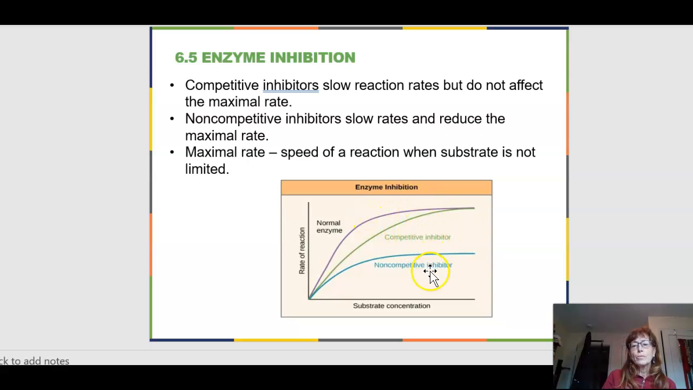But here are the other two possibilities. If you put in a competitive inhibitor, something that interferes in the active site, the enzyme can still work, but it's much less effective. Its rate of reaction is slower. It takes longer to reach this maximum level. Whereas a non-competitive inhibitor, which actually changes the shape of the enzyme, might allow for some enzyme in the environment to work, but it keeps interfering. So what you see here is a much lower rate of reaction.